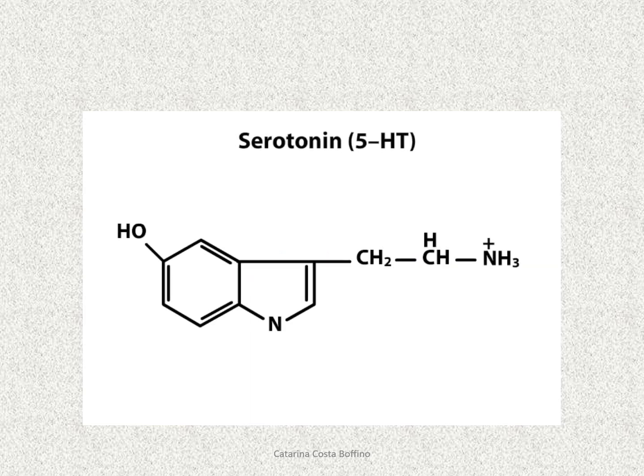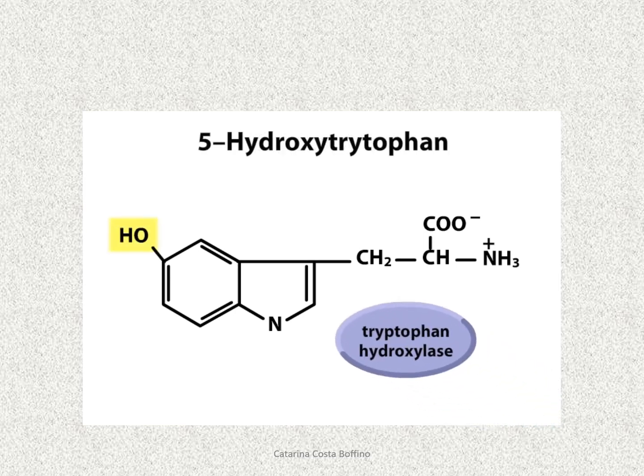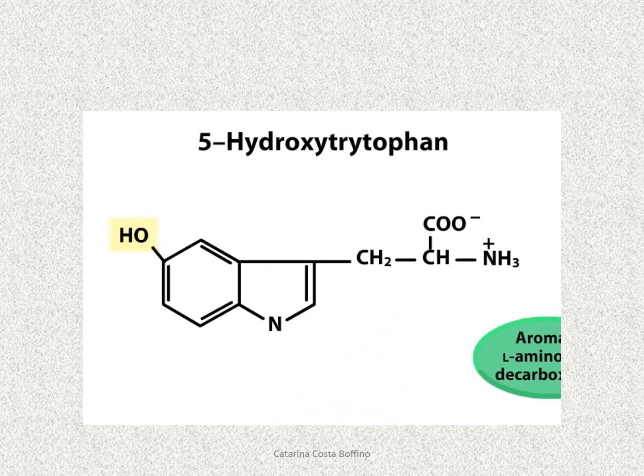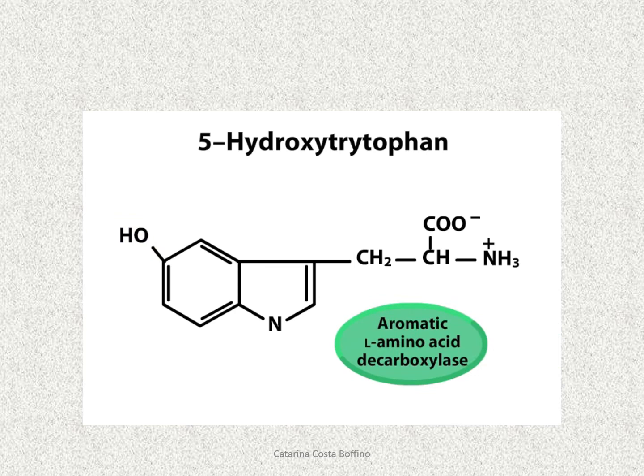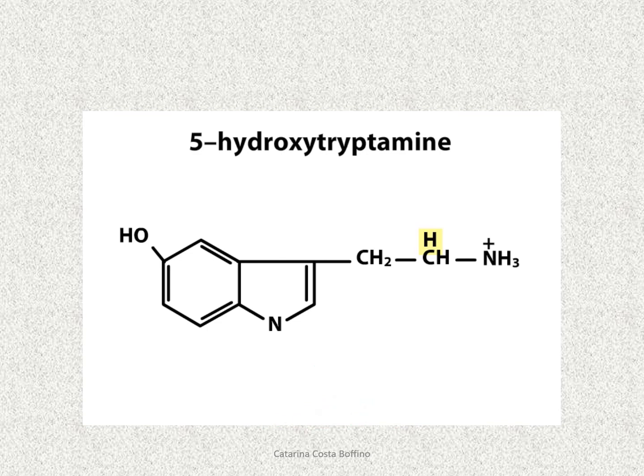The indoleamine serotonin is synthesized from the amino acid tryptophan in two chemical steps. The enzyme tryptophan hydroxylase adds a hydroxyl group to the amino acid to form 5-hydroxytryptophan. The enzyme aromatic L-amino acid decarboxylase then removes a carboxyl group from the molecule to yield 5-hydroxytryptamine. Because its chemical name is 5-hydroxytryptamine, serotonin is abbreviated 5-HT.